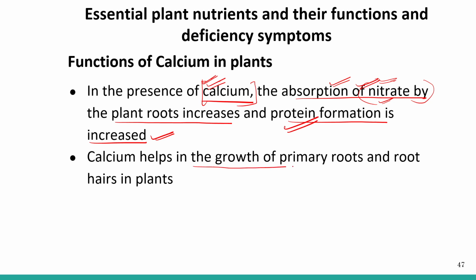Calcium helps in the growth of primary roots and root hair in the plant. So very important. If there is proper growth, then only there will be absorption of calcium, nitrates and other important nutrients. So calcium is very important for the growth of primary roots and the root hair in the plants.